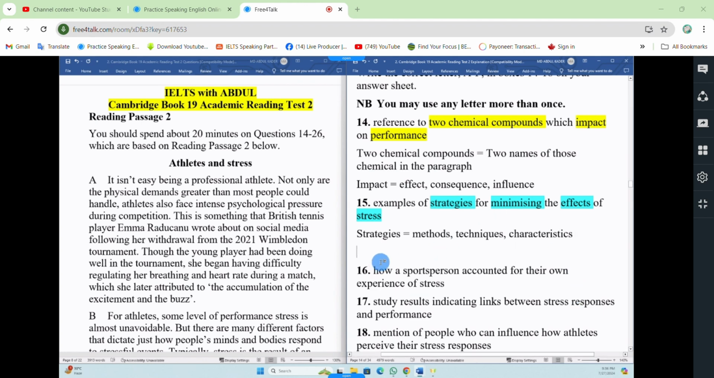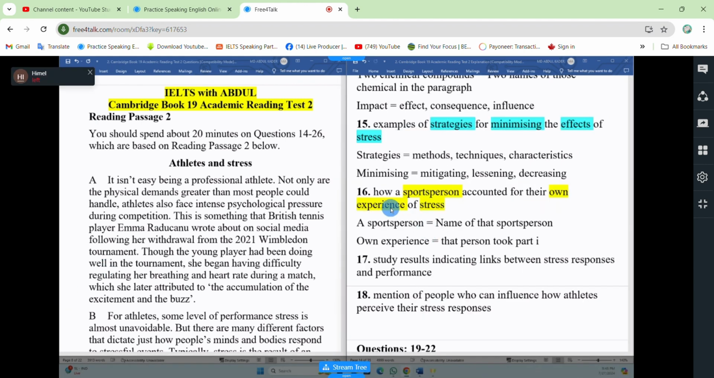So what kind of words may we find in the passage instead of minimizing? Instead of minimizing, we may find the word mitigating, right? Mitigating or minimizing, lessening, decreasing. So this type of words we should consider, that we will have in the paragraph or in the passage.